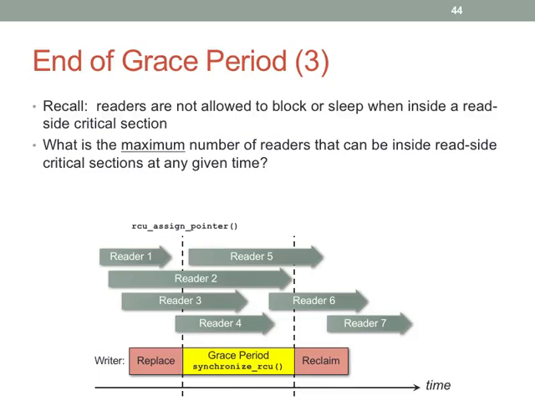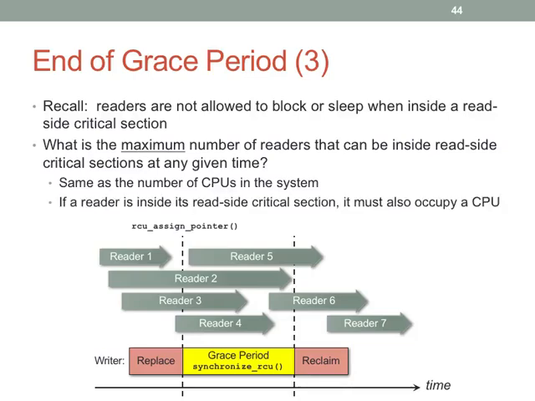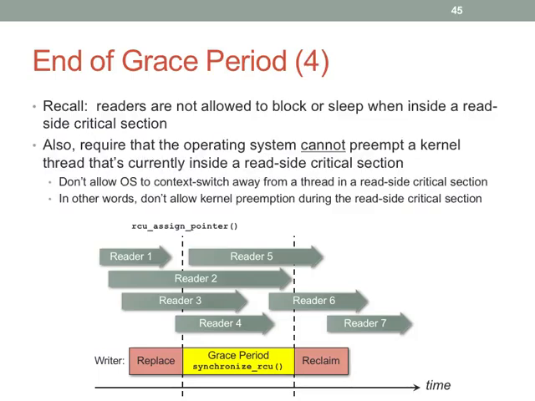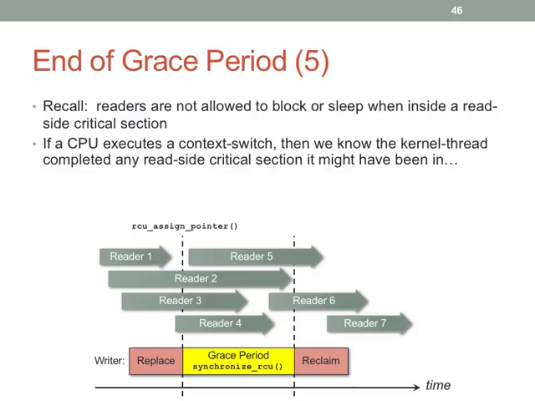So same as the number of CPUs. A reader inside the read-side critical section is also on a CPU, and it will be on that CPU until it's done. So that's an obvious one. We want to prevent the OS from preempting a kernel thread that's actually inside a read-side critical section. There's a really simple way of doing that that I'm not going to spend any time on, just for the sake of completing the critical parts of this.